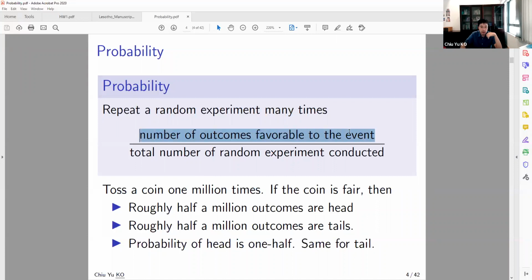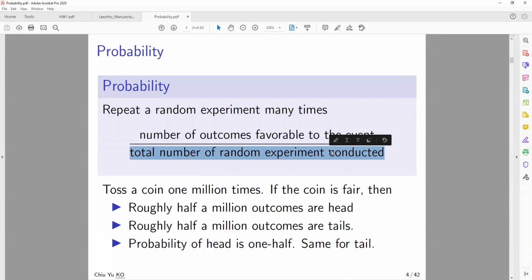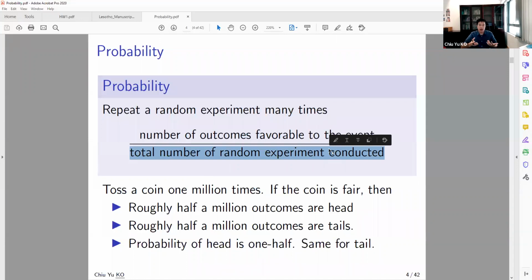You can see the numerator, and the denominator is the total number of random experiments conducted. So you repeat many times, and it's how many times you repeat. It's a ratio. And why would it make sense? Because what's worth studying is that in most of this kind of experiment, say if you toss a fair coin or roll a die, this kind of ratio is more or less stable. It's not changing. So that's why, since it's not changing, we can study it.